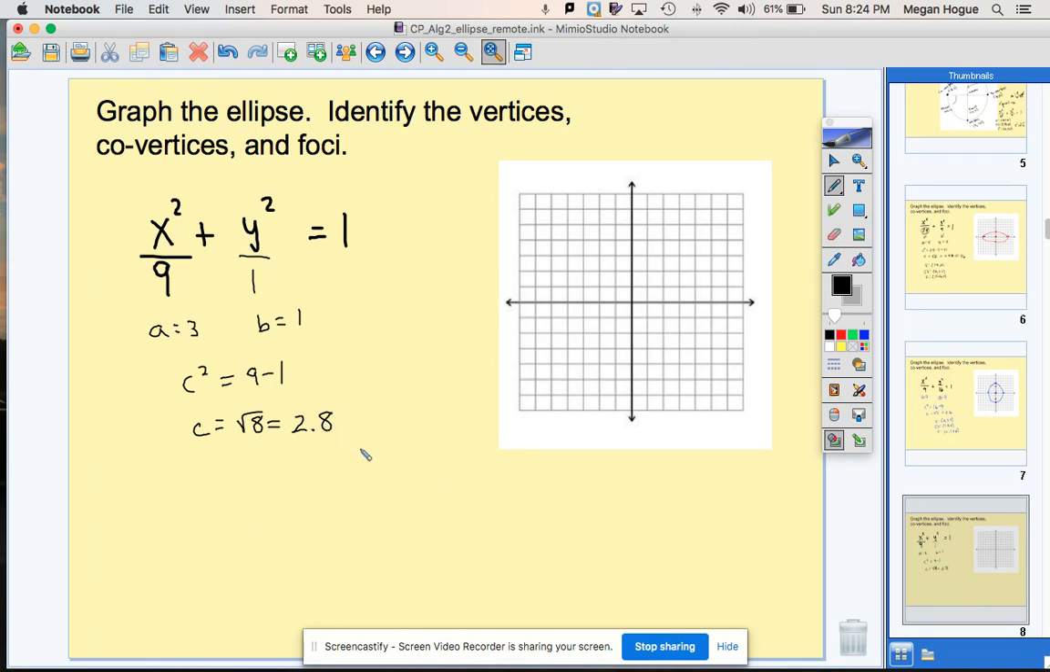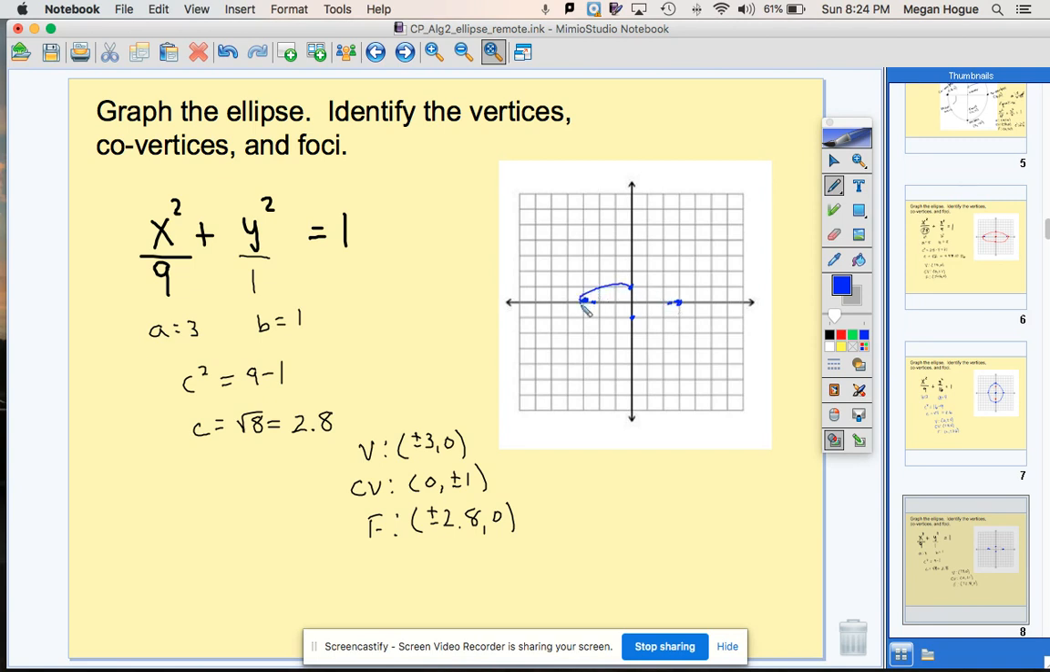All right, so vertices, co-vertices, and foci. And this is all the work I should be seeing for you as well. A is underneath the X, so the A is going to go in the X position, plus or minus 3, 0. 0, plus or minus 1. And then C is my foci, plus or minus 2.80. So to my graph I go: 3, 0, negative 3, 0, 0, 1, negative 1, so a skinny one, 2.8. It's going to be really close.